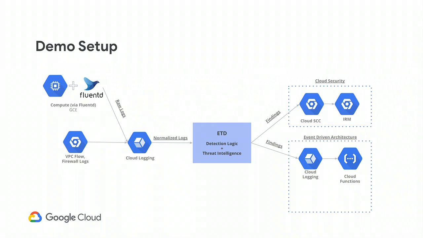The second one, we're actually going to run some malware on an instance, have the VPC flow logs pick it up. The VPC flow logs go into Stackdriver logging, into ETD, and then we'll see the finding in both Cloud Security Command Center as well as logging. So, first things first, our IAM demo. And now I'm ready to switch over.